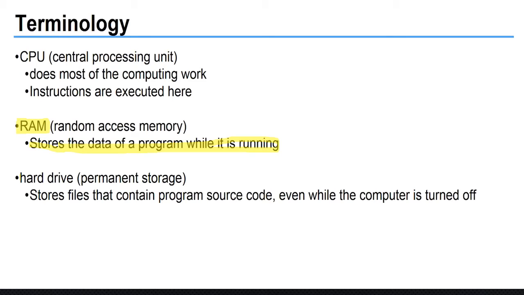Next, the hard drive. A hard drive is permanent storage. It stores files that contain program source code, and even while the computer is turned off, it keeps that data. But RAM only stores data while running. If you turn off your computer, it loses its data in RAM.